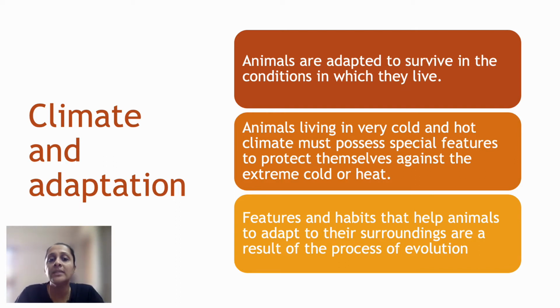So depending on the climate of the place where the animal is residing, over the years there is an evolution. The evolution is in the animal and it gets adapted to that place. Because they need to survive, for survival they will have to adapt themselves. Animals which live in very cold or hot climates possess very special features to protect themselves against extreme heat and cold, and these features help them to survive and adapt to their surroundings. So we are going to talk about two regions: one is the polar region and the next is the tropical region.